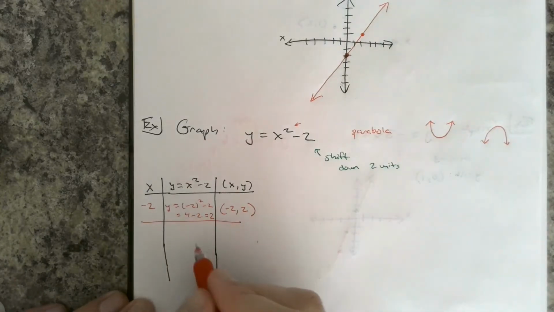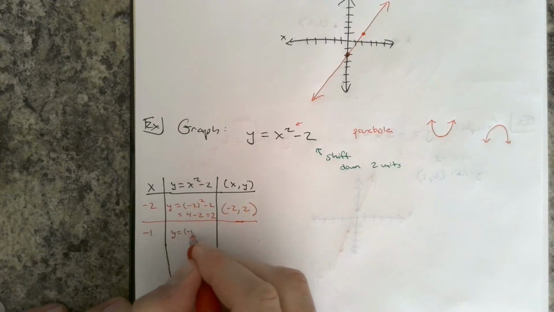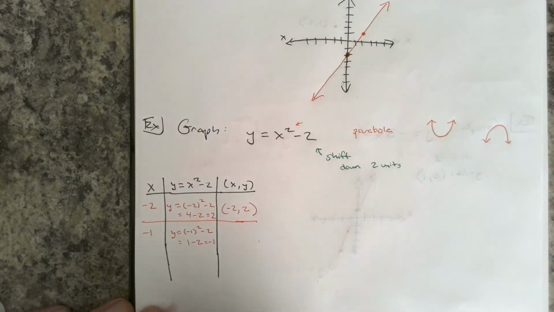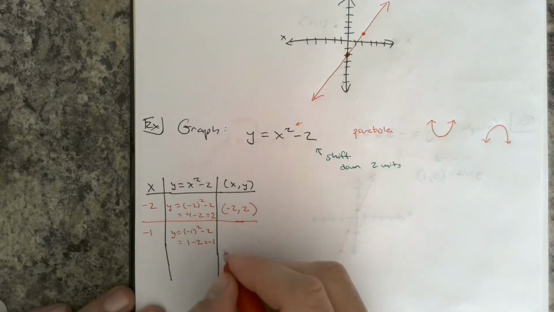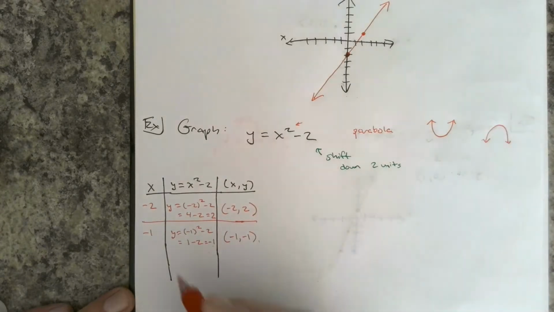Similarly, we can pick some other points. Let's say I picked -1. We'd have y equals (-1) squared minus 2. Remember, a negative squared, again, that's going to be +1. So you get 1 minus 2, which ends up equaling -1 here. So the next point that I have on the graph would be -1, -1, x comma y.